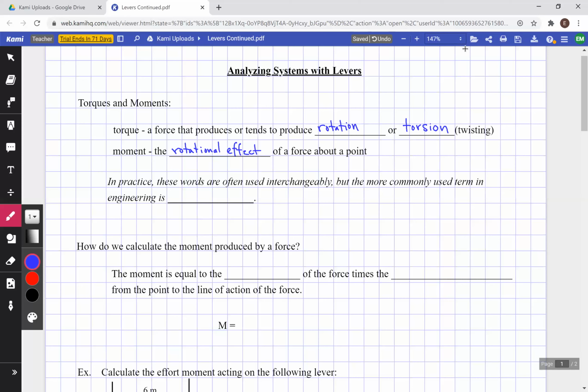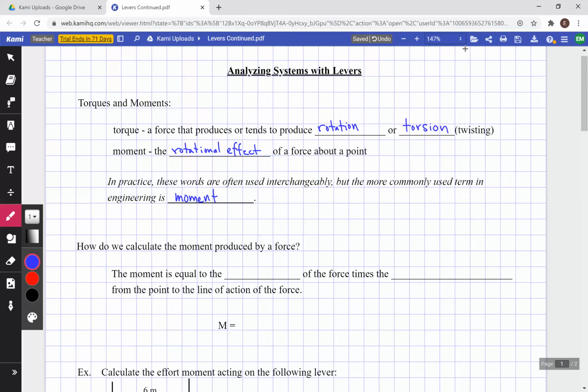Now, in reality, torques and moments are kind of used interchangeably. But more commonly, what you'll see in engineering is moment. So we want to just get familiar with that word so we know it's very similar to torque. It's what causes the system to rotate.